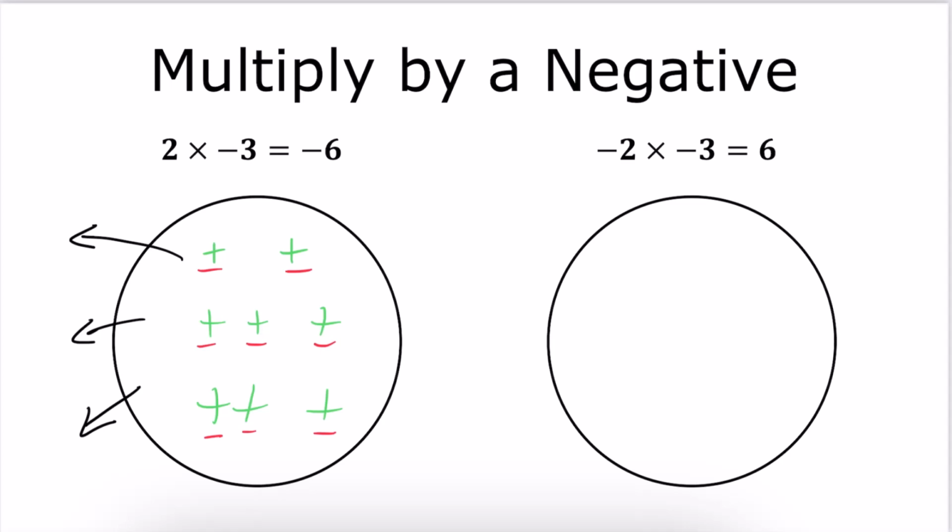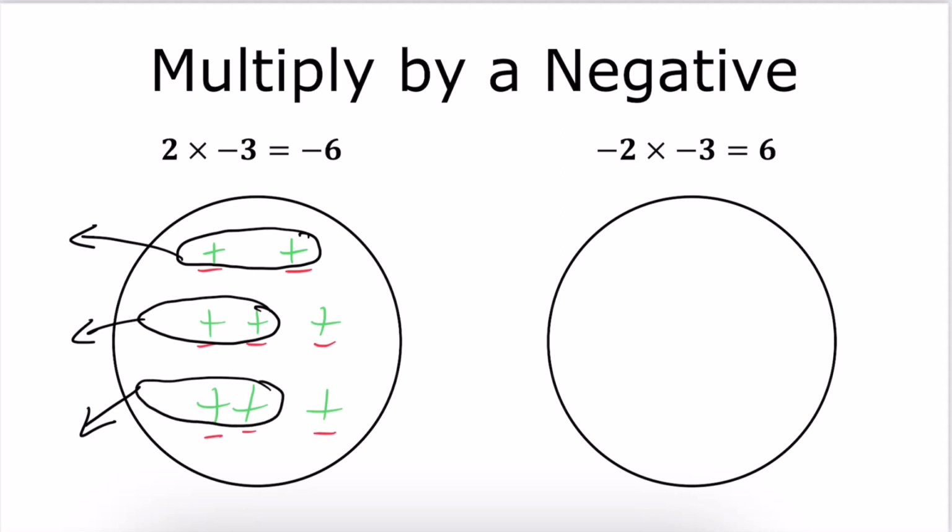So I start off with 0, then I'm going to take away 3 groups where each group is taking away 2 positives. And when I do that, what I'm left with are 6 negatives that no longer are paired with positives, so they don't equal 0. And that's why 2 times -3 equals -6.